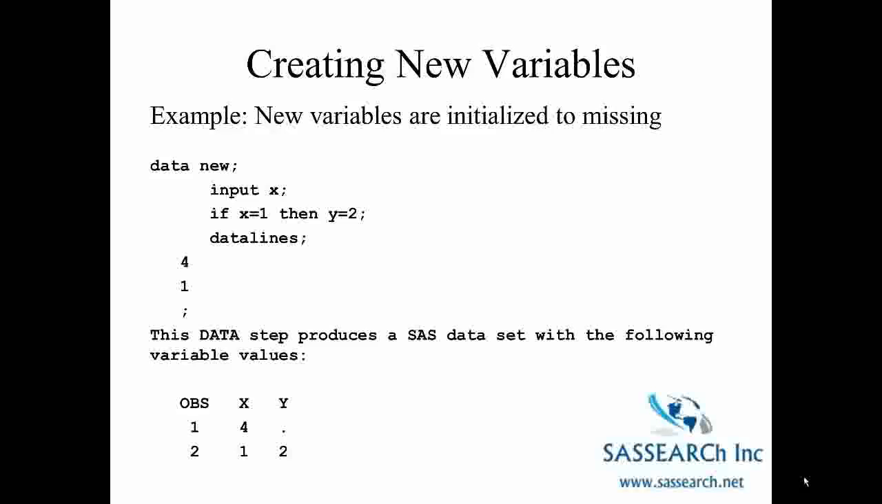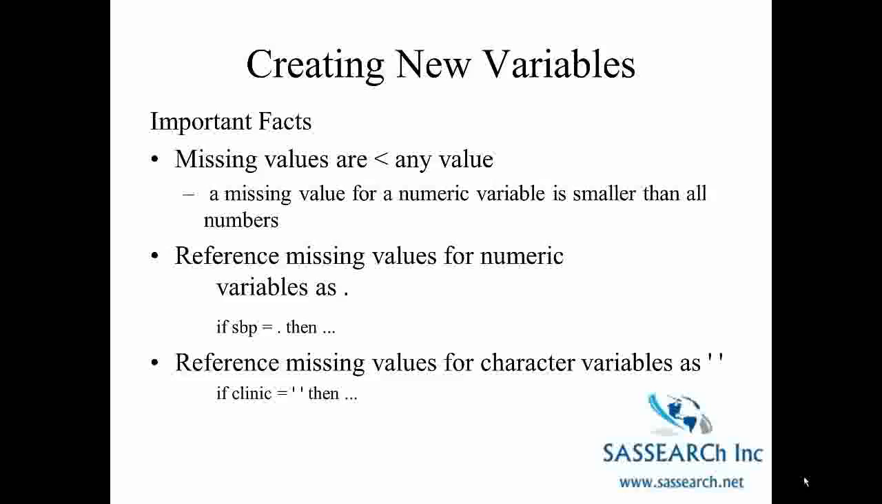For the second observation, if x equals 1, then y equals 2, we see that because in the second observation x equals 1, y was set to 2. So again, new variables are initialized to missing, and then they were replaced with a value based on this if-then statement. When creating new variables, there are some important facts to consider.